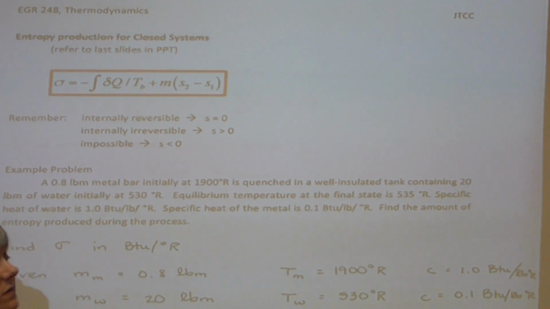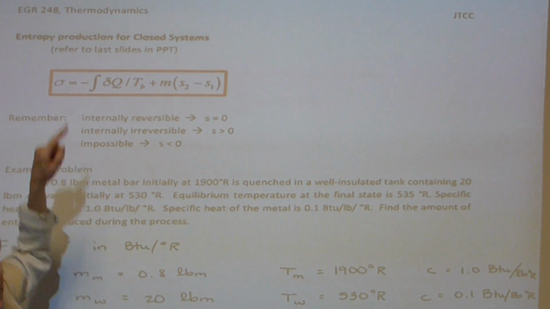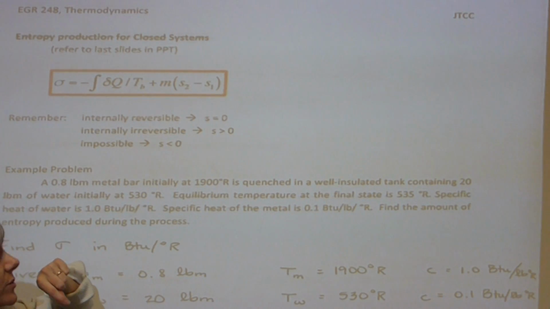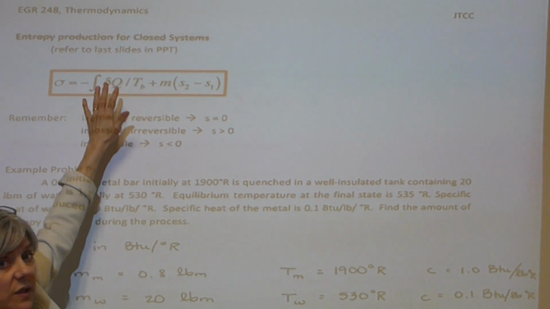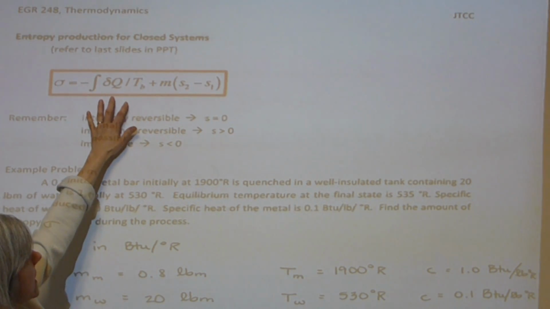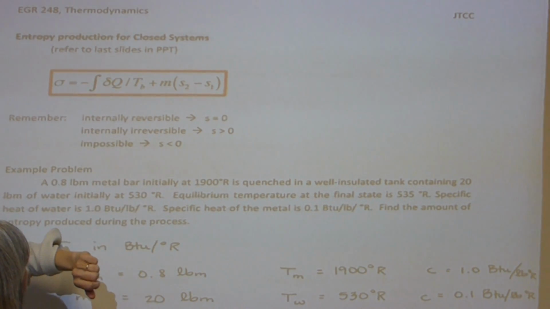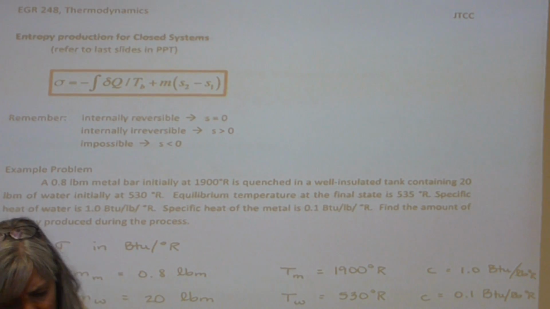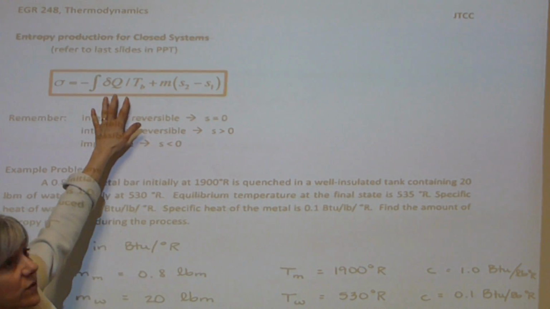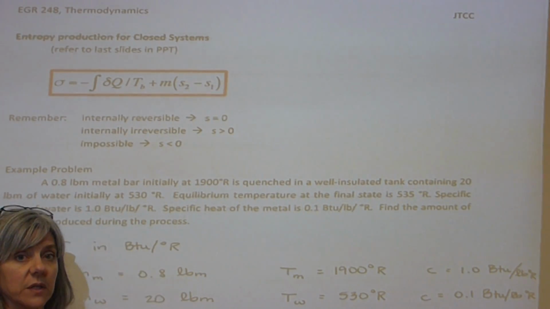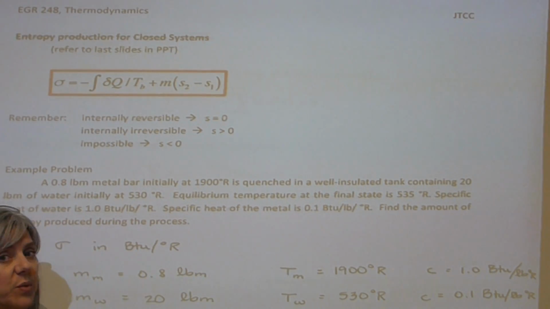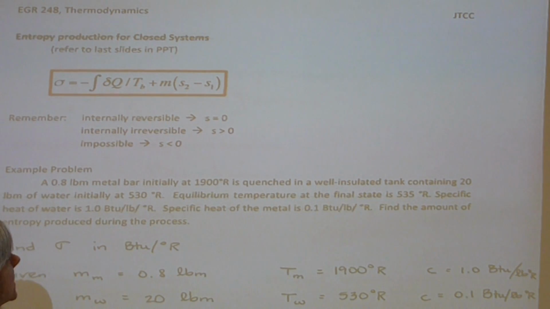So entropy production. I believe we've introduced this before, but sigma is the variable we use for entropy production. And so you can see that it's got this component that we've looked at before. So this is the entropy that's transferred in with heat transfer, and then this is the change of the entropy of the material itself. So that's the entropy production for the system.